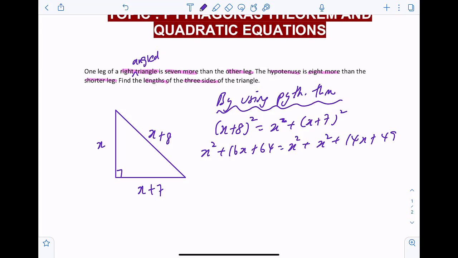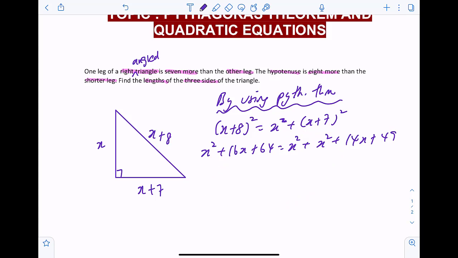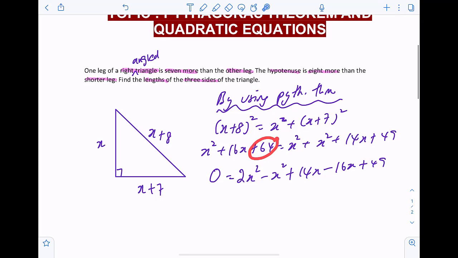Alright, so over here we got 2x squared, over here we got 1x squared, so it makes more sense to push it to the right side so you get positive x squared terms. So bring everything to the right side. 2x squared was original here, minus away this x squared, plus 14x minus away this 16x, plus 49 minus away 64.